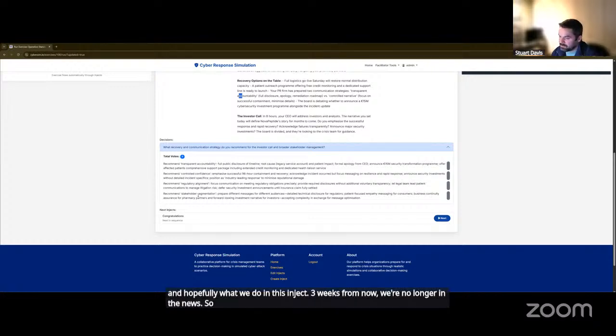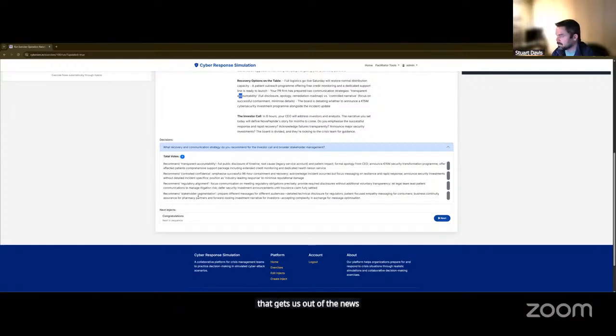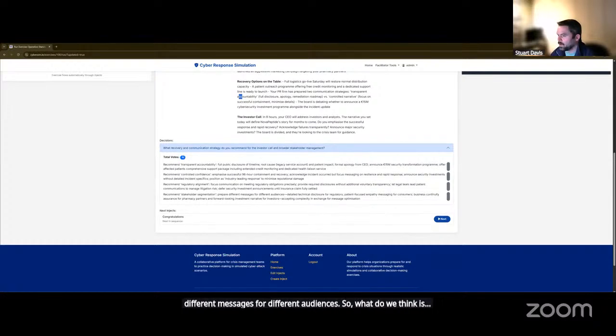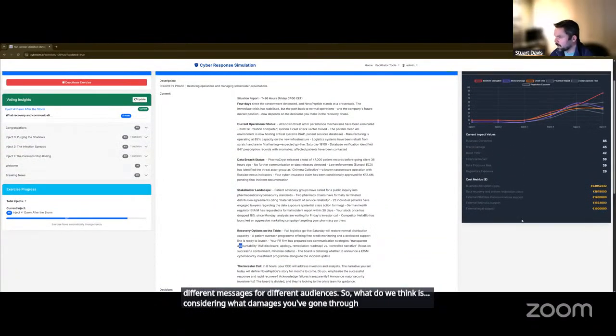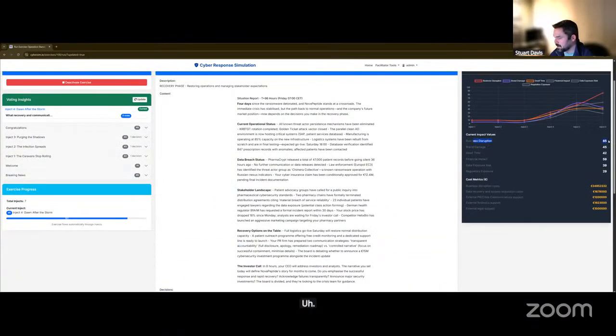So my ask of you is vote on one of the 4 options here that gets us out of the news in the next 3 weeks. If we don't do this right, we could be in the news for the next 12 weeks. And that's a pain we don't want to be in. Transparent accountability, or more of a controlled confidence, or really just super regulatory aligned, or stakeholder segmentation focus, having different messages for different audiences? So what do we think is apt, considering what damages you've gone through and where you are? Noting we really can't take another hit on the business disruption.